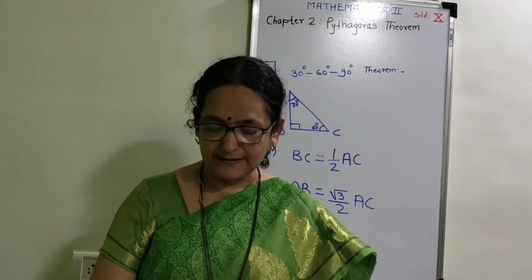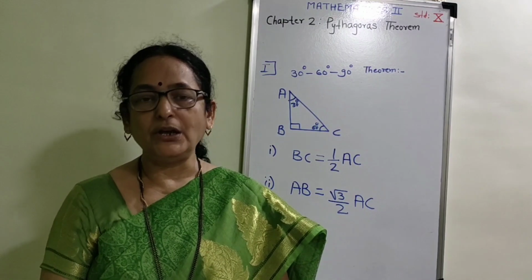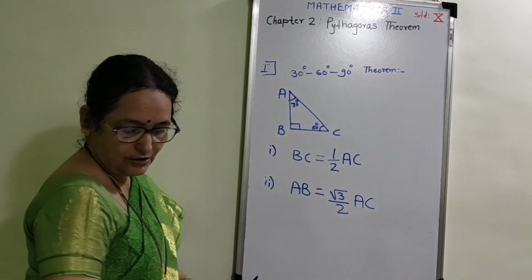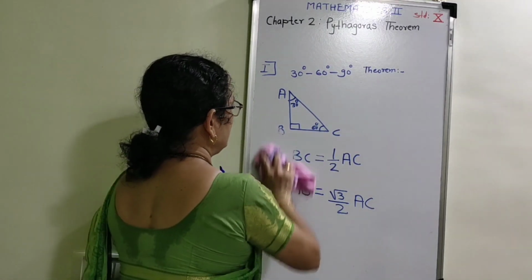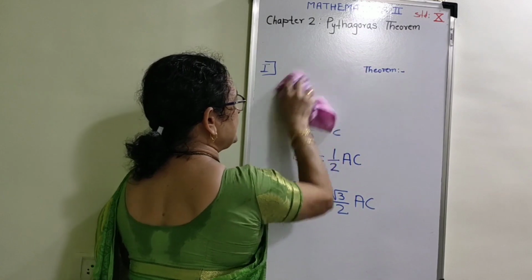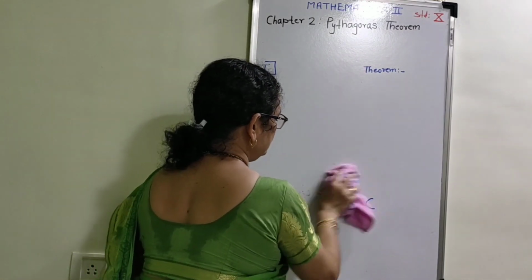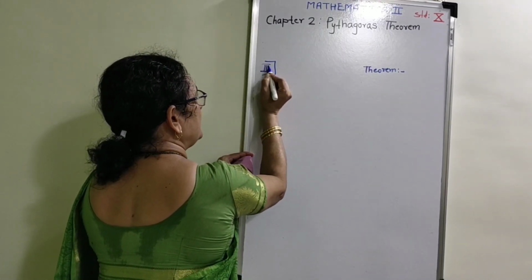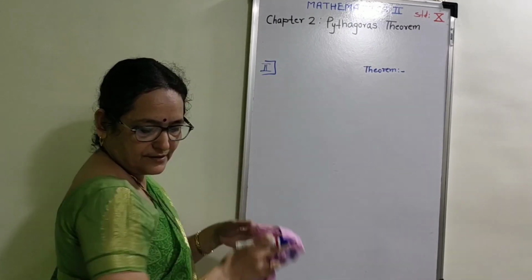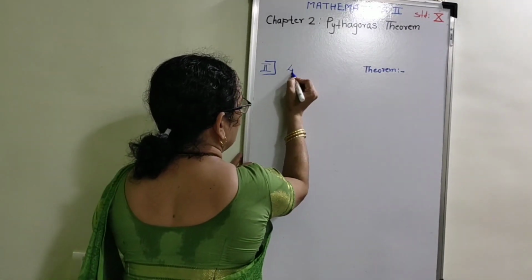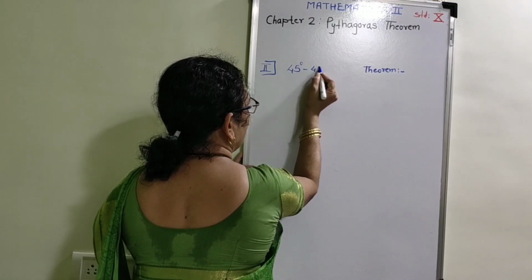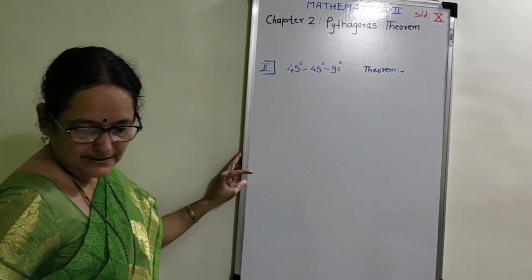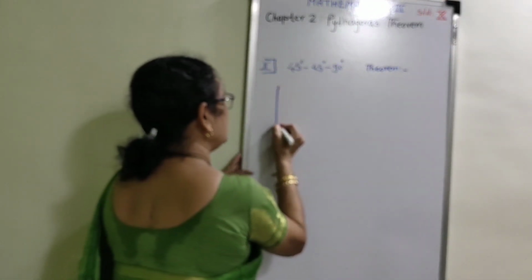Now let us revise the next theorem, which is said to be the 45, 45, 90 degree theorem. I will take the next figure, or we will write the same theorem here. Second theorem, revise that theorem. Now, statement of the second theorem. In 9th standard, you have studied about this theorem also, which is said to be the 45, 45, 90 degree theorem. Now, I am going to take the simple figure which they have given in our textbook.